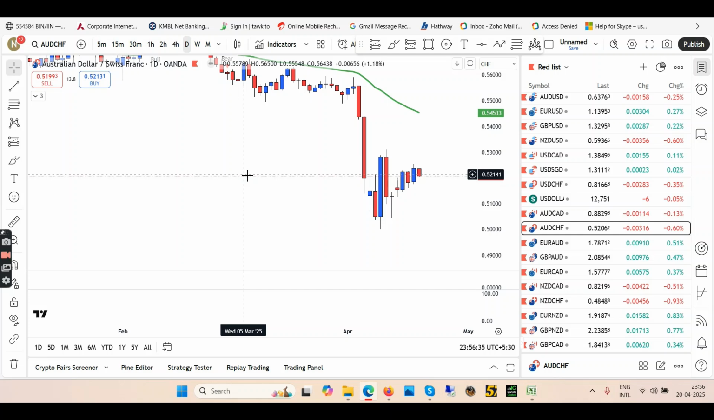I hope you got it. Even though the trend is sell, the confirmation we have to wait for is to break this candle by another red candle. I hope you got the point, right?